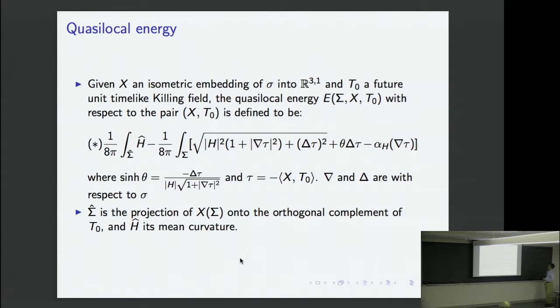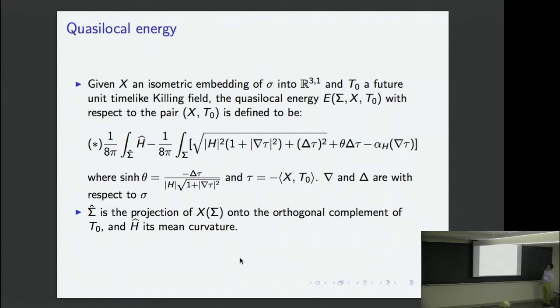Okay. So it's defined the following way. First of all, we have the reference term. So what is the reference term here? Once we have this T0, I can project this surface onto the orthogonal complement of T0. So this is going to be an R3. And there is a mean curvature of this surface here, and I'm just going to take the integral of this mean curvature. This is going to be the reference term. Okay. And the physical term is actually this term here.